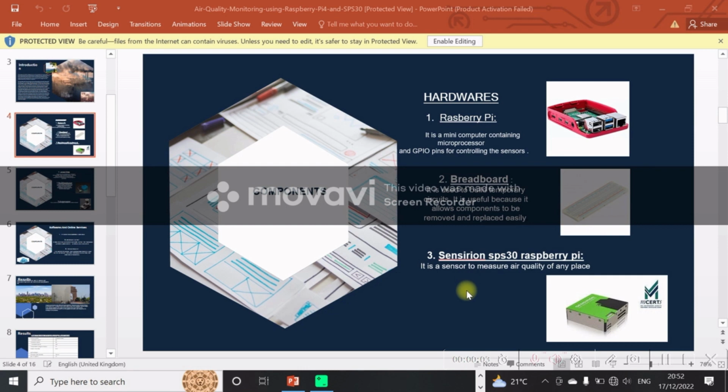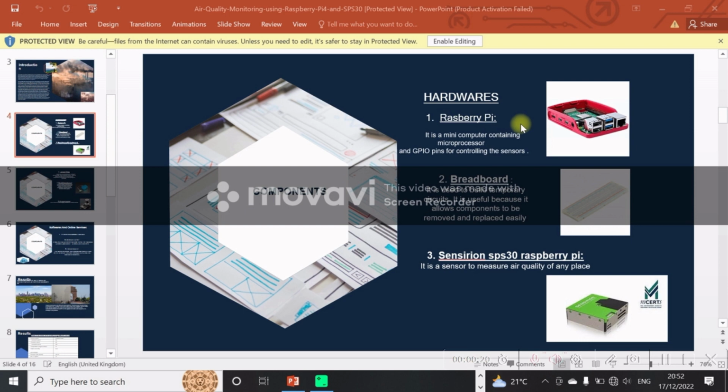Assalamu alaikum. I am Ahnaf Morshed Maruf, my ID is 20101630. I am going to talk about the components that we have used in our air quality monitoring project using Raspberry Pi. Raspberry Pi is the main hardware component in our project.